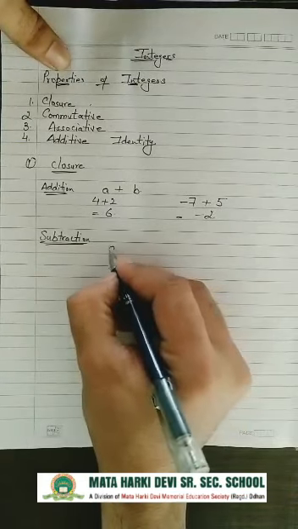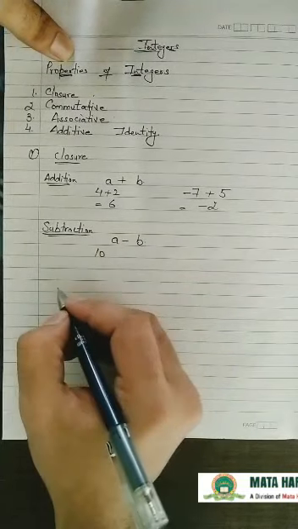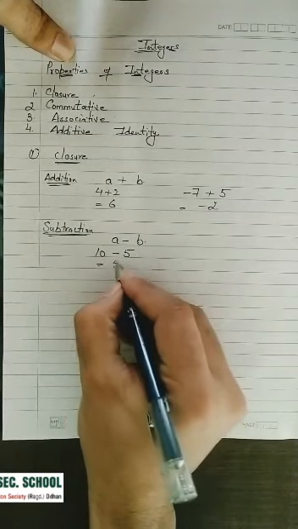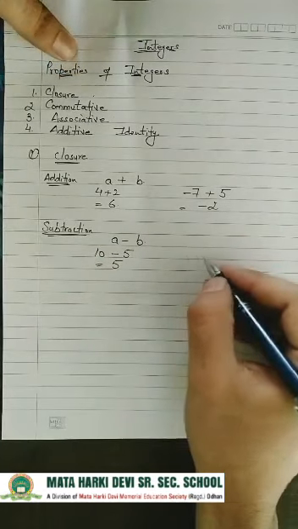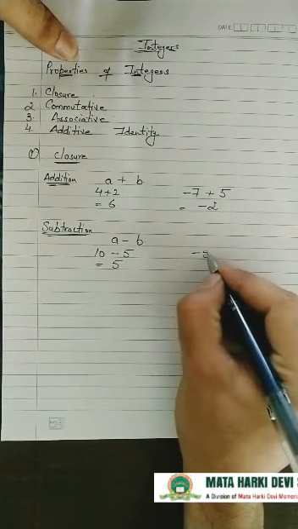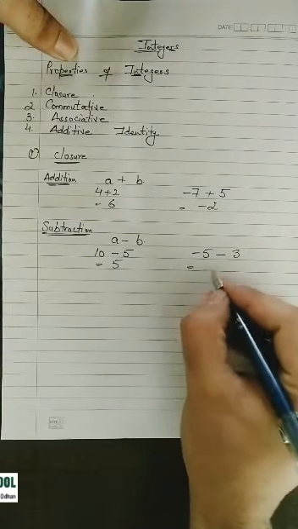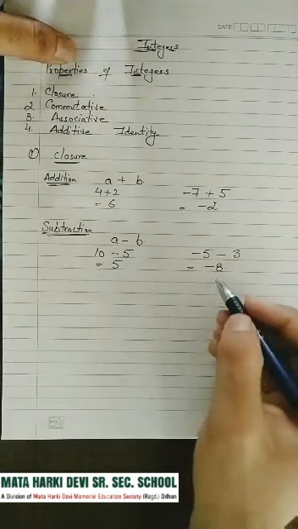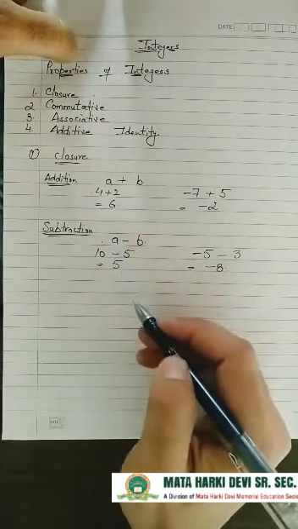So a minus b, so let us take a as 10 and b as 5. 10 minus 5, that is 5. The result is an integer. So take another example. Let us take a negative number. For example, if a is minus 5 and b is 3, so what is the result? Minus 8. So 8 is also an integer. So the closure property is applicable for both addition as well as subtraction.